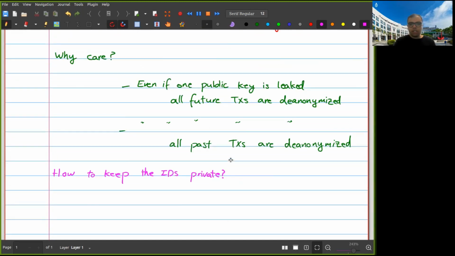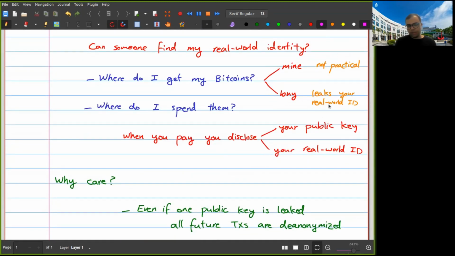Of course, the first solution that comes to mind is don't leak your real world ID. But again, that's not very practical because then you have to mine your own Bitcoin and then you have to figure out how to avoid disclosing any of your real world ID whenever you're spending your Bitcoin. And that might be possible. Technically, I don't have a proof that that's impossible, but it really looks impossible. Like, if I want to buy something online, how am I going to get delivery without really showing any kind of real world ID? It might be possible. I don't really know how to do it in a reliable way.